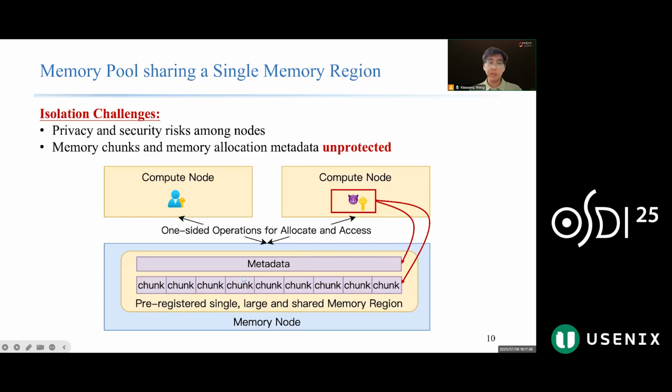Since the memory region is associated with a single key, any user holding this key can access the entire memory region. This means that any entity can potentially read or write to any other user's chunks, leading to privacy and security risks among nodes. And the metadata used for memory allocation is also unprotected.